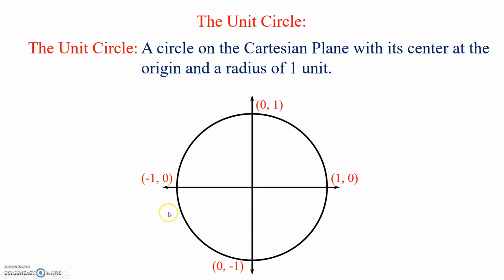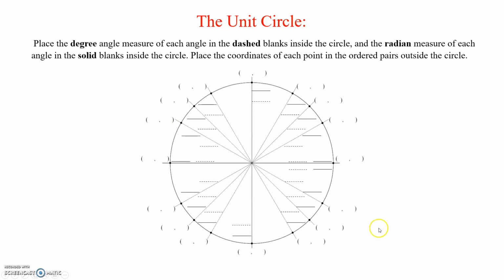So again, a circle on the Cartesian plane. It is centered at the origin, and because the radius is 1 unit, what that means is if we were measuring in feet, then the distance of this radius would be 1 foot. If the units were miles, the distance from the center outside, or the radius, would be 1 mile. So whatever the units is, the distance is exactly one of them.